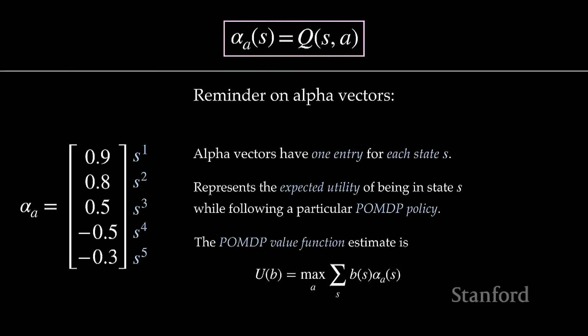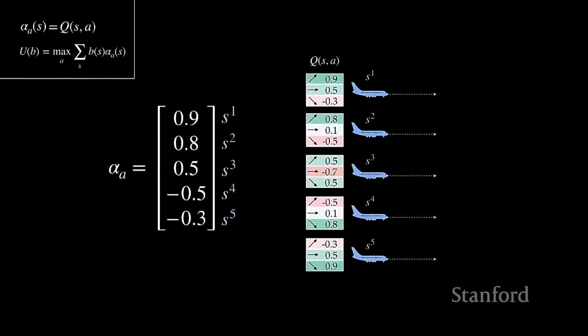Okay, so that's kind of a reminder on alpha vectors. We'll come back to it a few more times as well. But now let's look at what QMDP looks like in terms of alpha vectors. Again, this is just changing up notation. We're not doing anything different than what I showed you before. But here would be an alpha vector for the climb action.